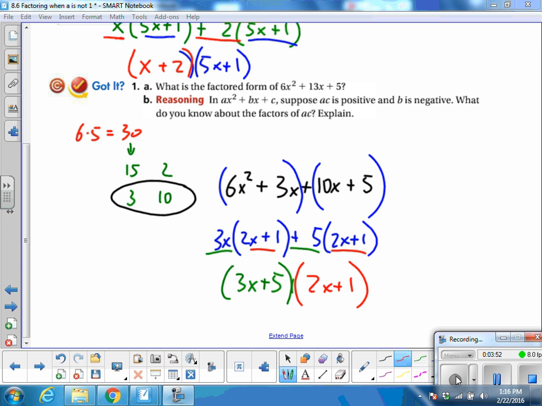And for the reasoning, in ax squared plus bx plus c, suppose a times c is positive, and b here is negative. What do you know about the factors of a times c? That tells us that the factors have to be both negative for that to happen. So that tells us that the factors must both be negative, so that when you add them together, b will stay negative.